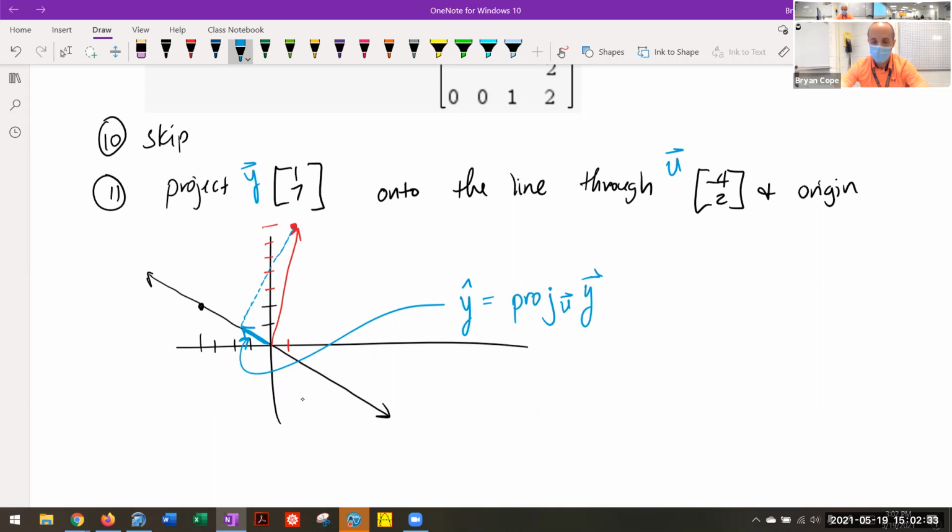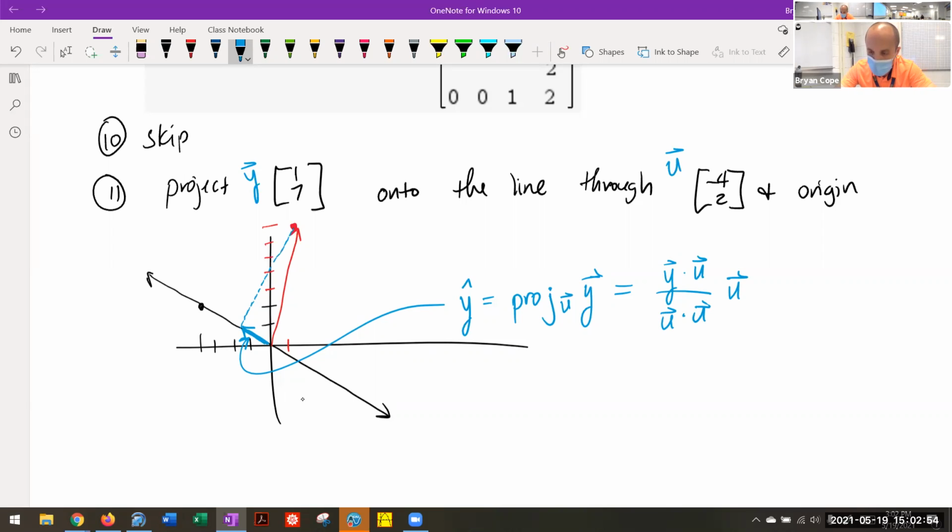Can someone tell me the formula for it then? It would be u dot y over u dot u. Yep. Good job. You have u dot y on the top over u dot u on the bottom. Okay. And of course, times u. Yes. Okay, so let's do it.